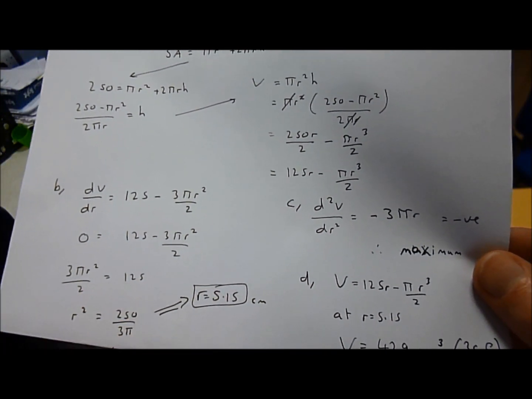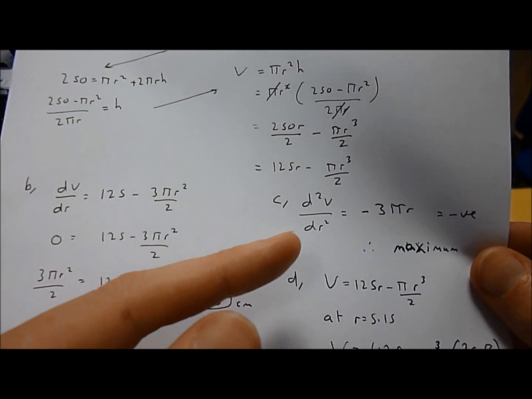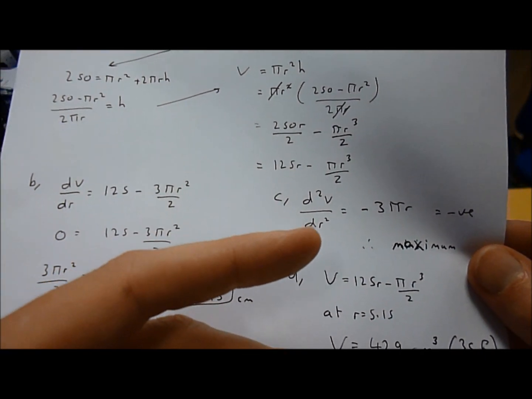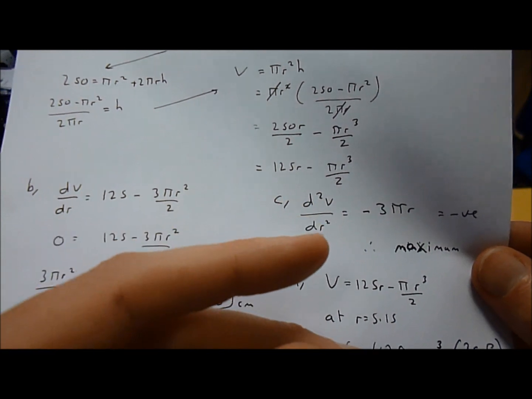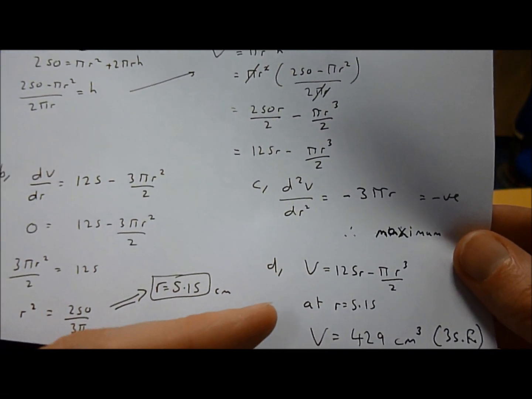Check you're plugging things in the right places. Remember, differentiate, set equal to 0 finds maximum or minimum points. Second differential, you can check if it's a maximum. Negative for maximum, positive for minimum. Okay, and just check this last bit at the end that you make sure you sub it into the correct place. Okay.